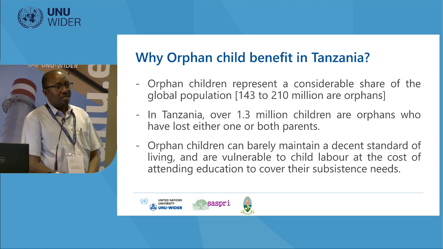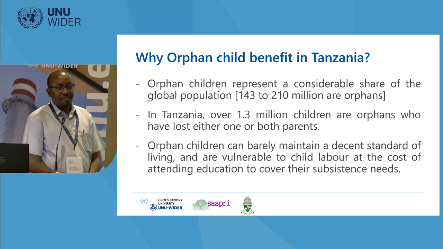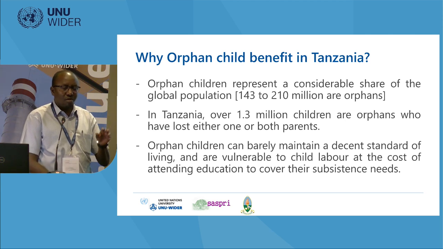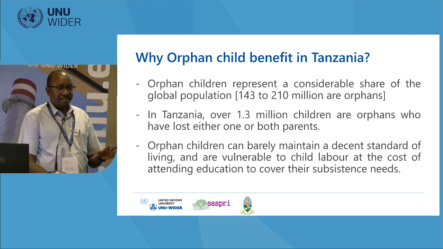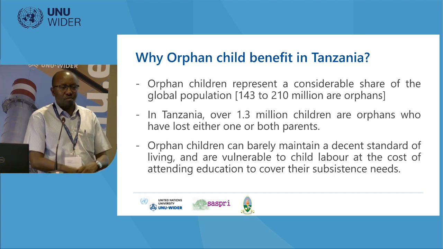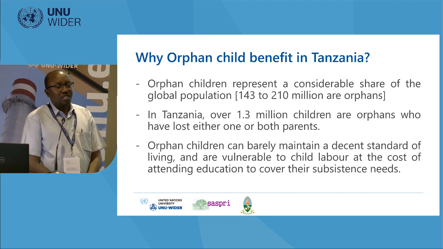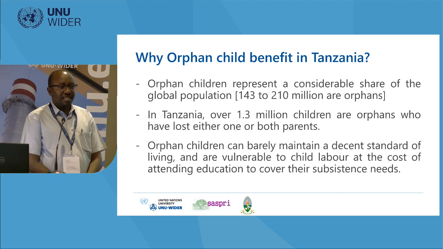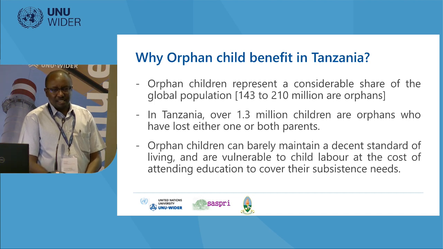we know that orphan children make a big share of global children. I mean, out of, I think, 2 billion children, given different estimates, either by UNICEF or ILO, between 143 million and 210 million are orphan children. And that is not only a global picture. When it comes to Tanzania, about 1.3 million children are regarded as orphans.